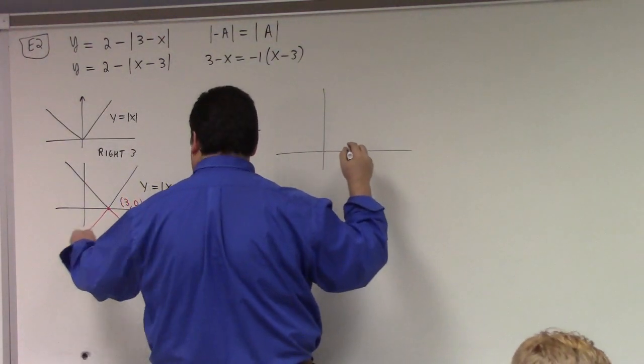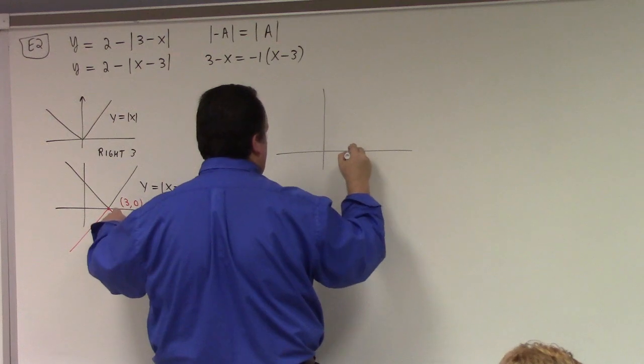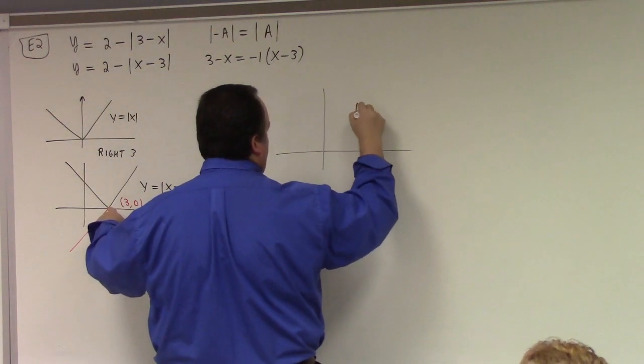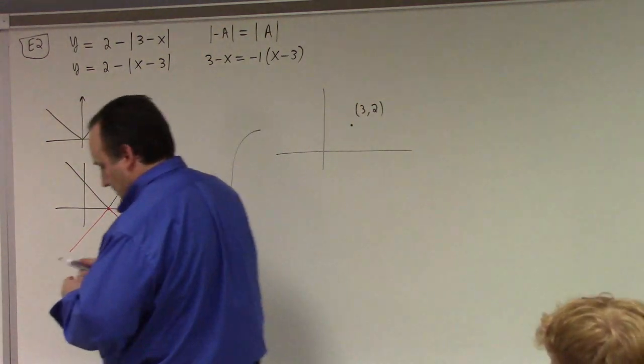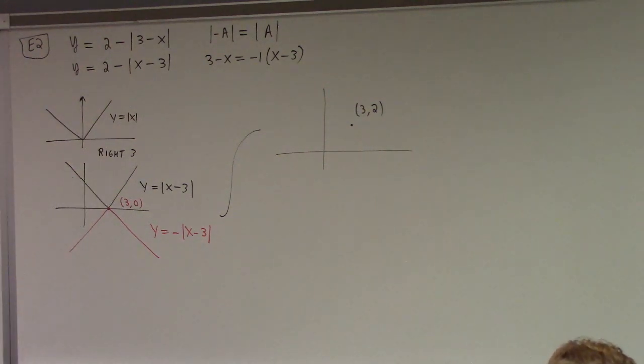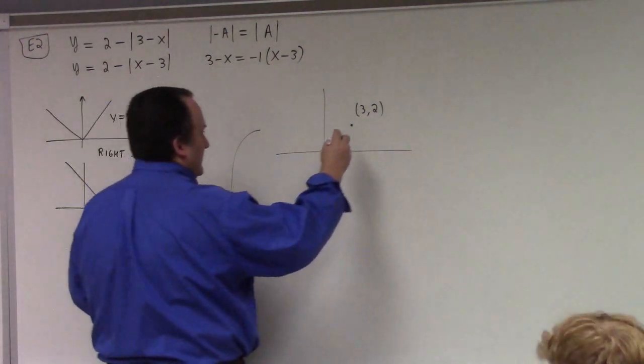So instead of 3, 0, I have 3, 2. And it's still the same, you know, upside down. Well, I don't know what that is. What do we want to call this? Mountain?